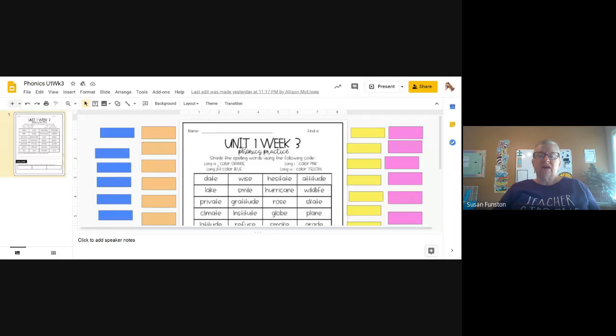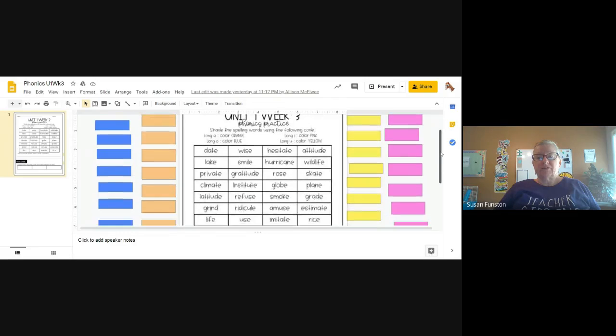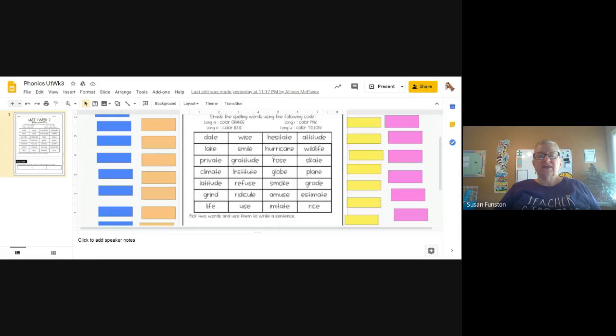So if it is a long A, we're going to pull an orange box over. If it is a long I, we're going to pull a pink box over. If it is a long O, we're going to pull a blue box over. And if it is a long U, sorry, we are going to pull a yellow box over. So let's take a look.